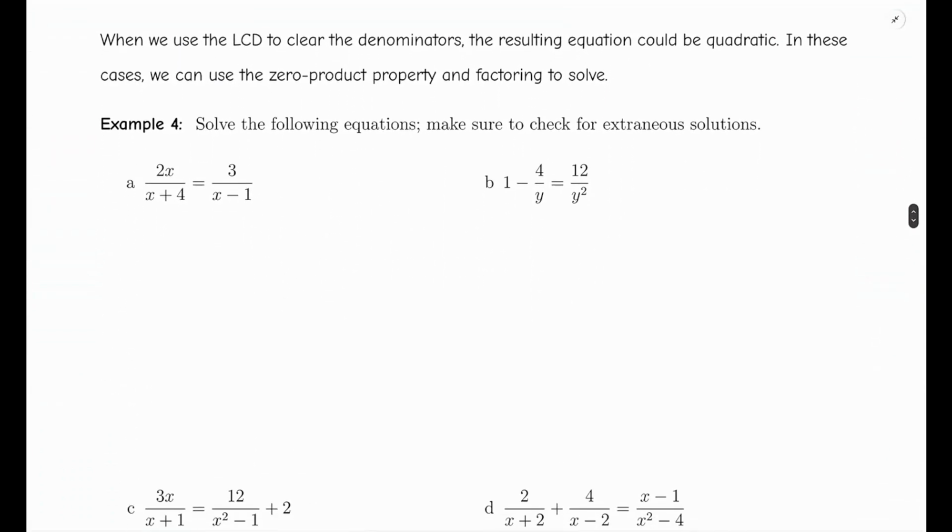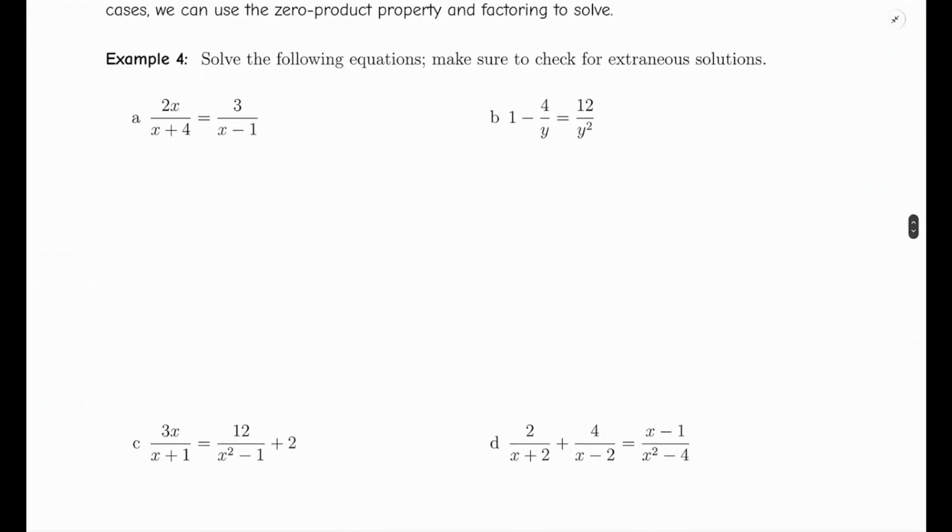When we use the LCD to clear denominators, the resulting equation could be quadratic. In these cases, we can use the zero product property and factoring to solve. Example 4. Solve the following equations. Make sure to check for extraneous solutions.